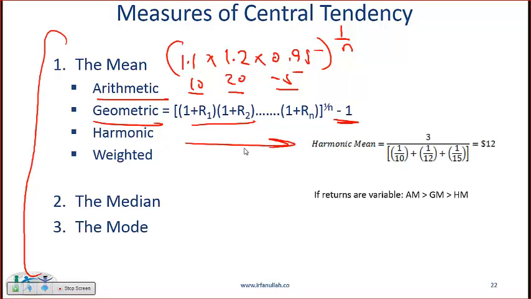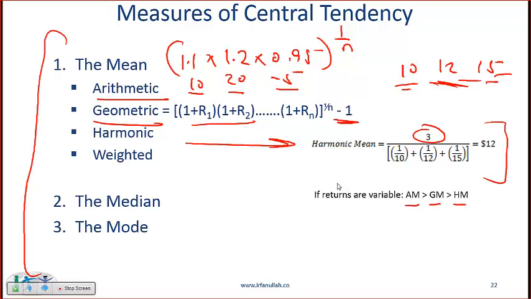Harmonic mean is calculated this way, and rather than giving you the formula, I'll just show you a very simple example. If you have three numbers, 10, 12, and 15, to do the harmonic mean, you take 3, because you have three numbers, divided by the reciprocal of each of these. So that's how you come up with harmonic mean. Generally, if you have different numbers, then the arithmetic mean will be larger than the geometric mean, which will be larger than the harmonic mean. The median is your central number, and the mode is the number that shows up most often.